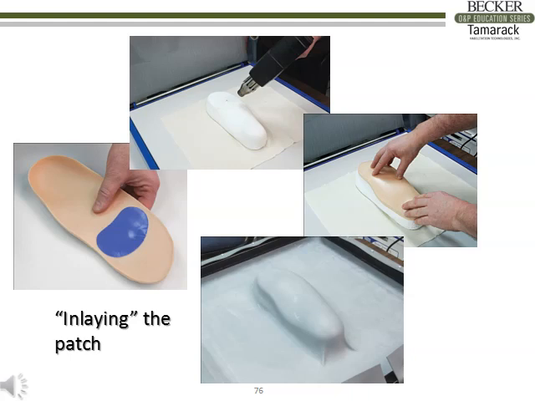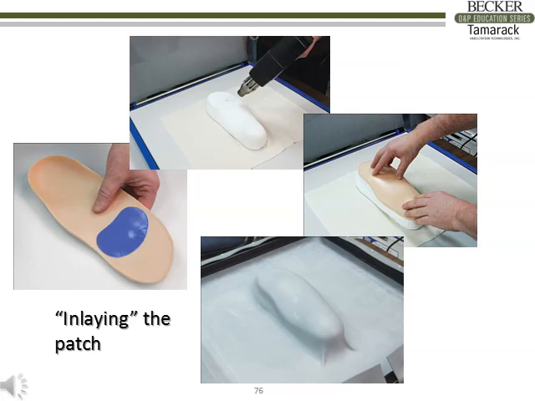In the case of Plastazote, I heat the relief area to 250 degrees Fahrenheit, 121 degrees Celsius. Then, quickly lay the accommodative insert over the mold and apply vacuum. Allow to cool for approximately 5 minutes.